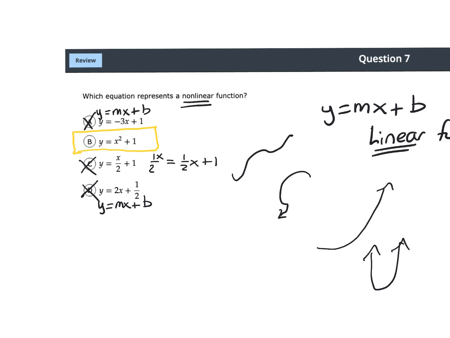Now you might have noticed this right away because of this exponent. Any linear function has an exponent of 1, and this has an exponent of 2.